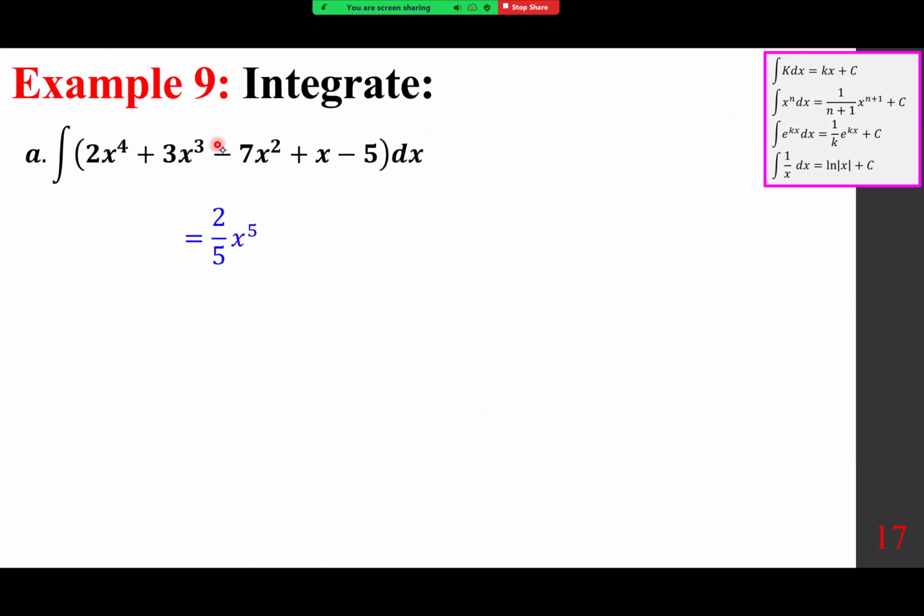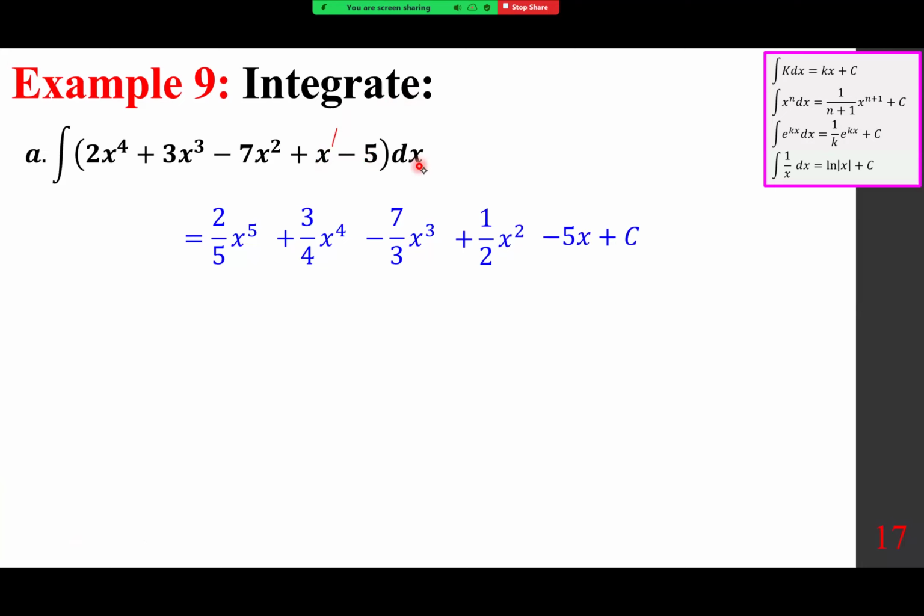Plus 3 over 4 x to the power of 4, because we are adding 1 to the exponent and we are dividing, right? So take a look at this. Minus 7 divided by 3, minus 7/3 x cubed. Notice this means x to the power of 1, so we add 1 to it, it becomes 2, plus 1 half x squared, and finally minus 5x, and a constant.